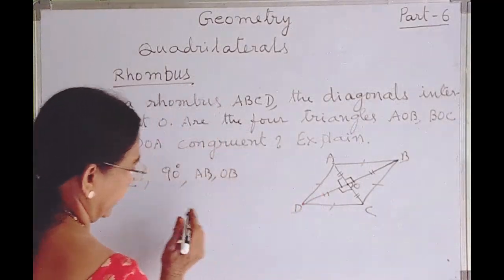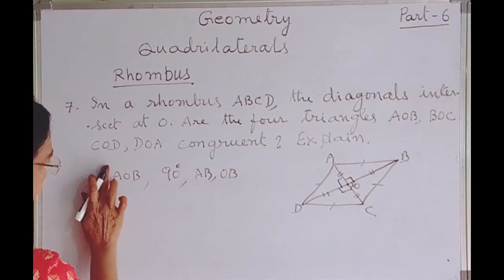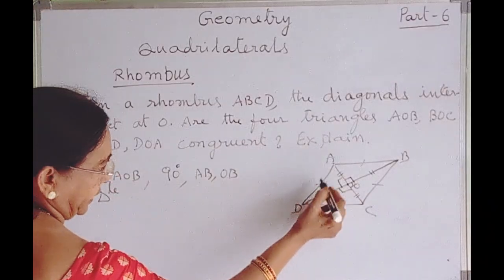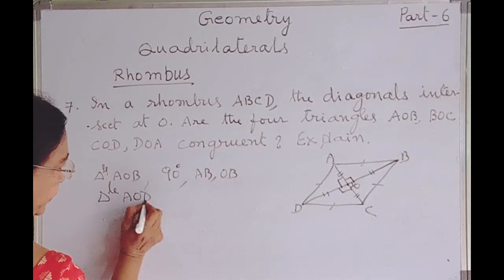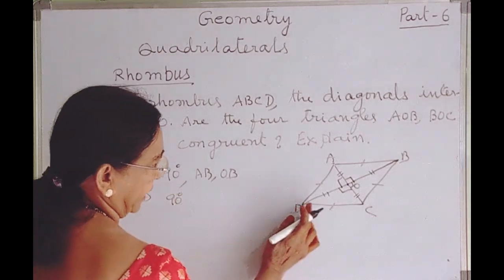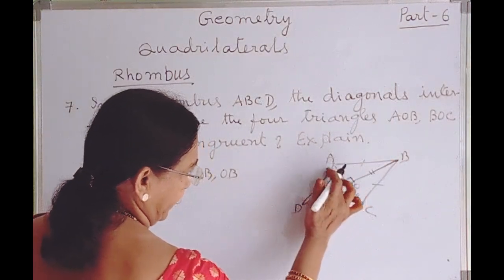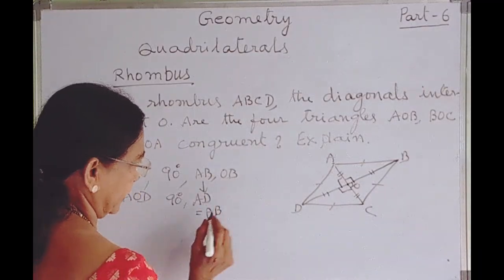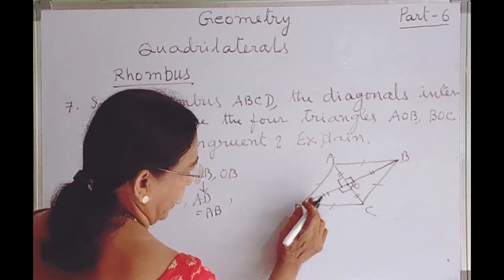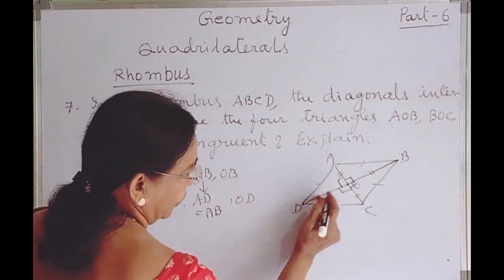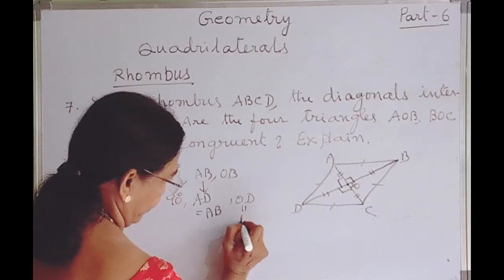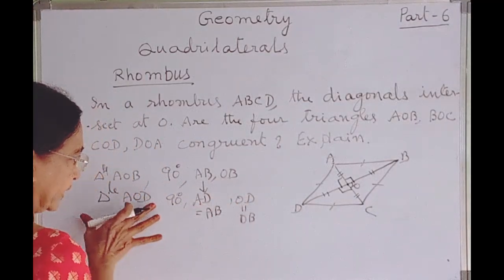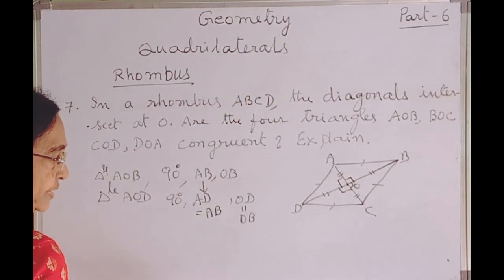And let us take the other triangle. In triangle ADO, or AOD, one angle is 90 degrees and one side is AD, which is equal to AB. Here also one side is AB and the other side is OD, which is equal to OB. So, in these two triangles, one angle and two sides are equal. Therefore, these two are congruent to each other.